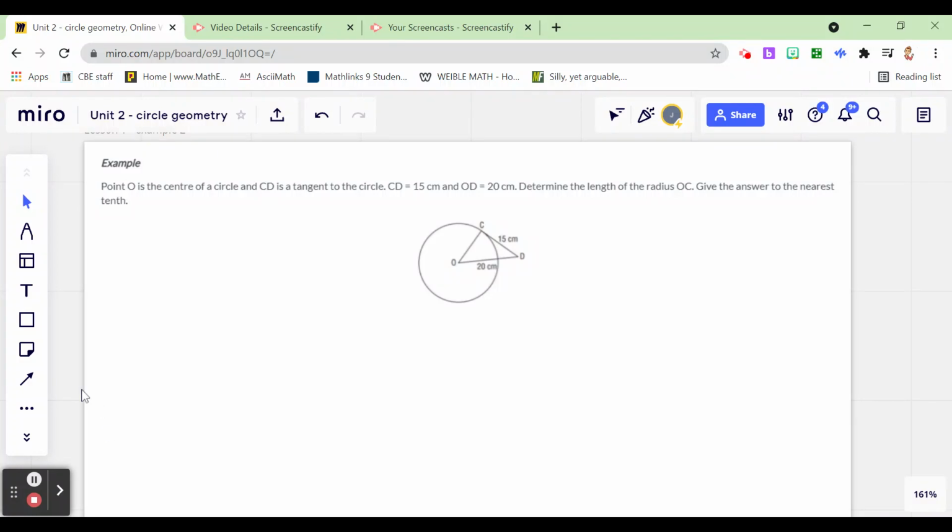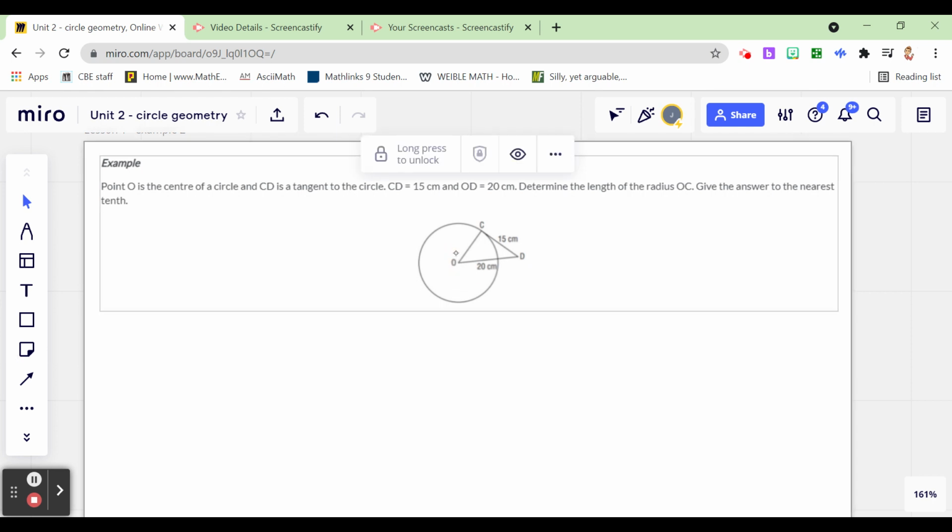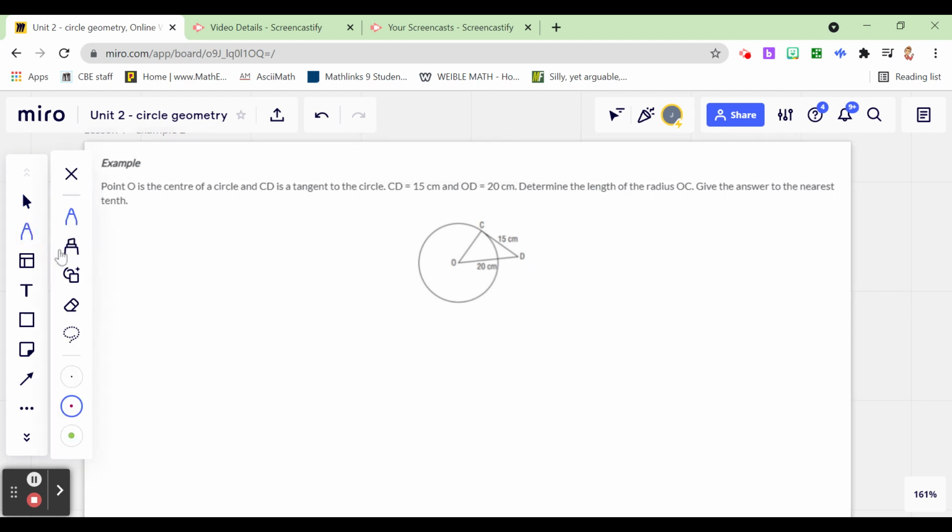Okay, so let's quickly go through this example. It says point O is the center of the circle, so that's right there. And CD is a tangent to the circle. So we know that it hits only at one point, and that's right there. That is true of the line CD. Okay, it's tangent to the circle.